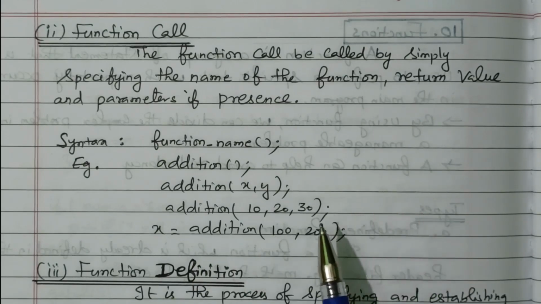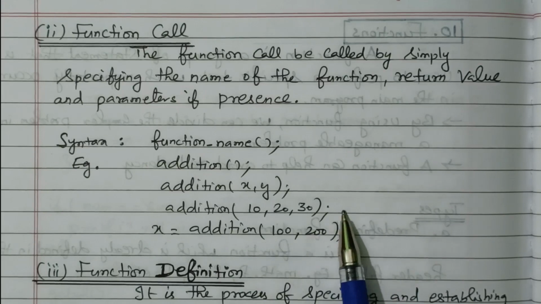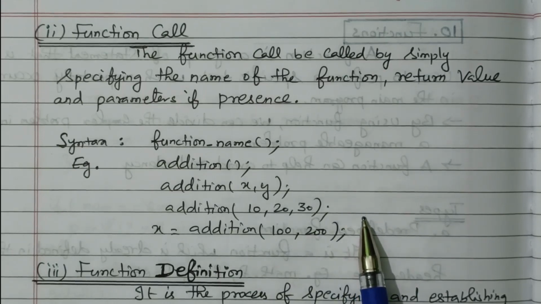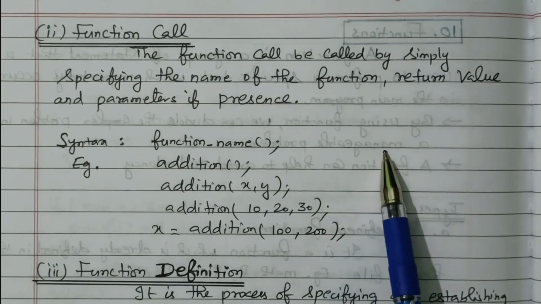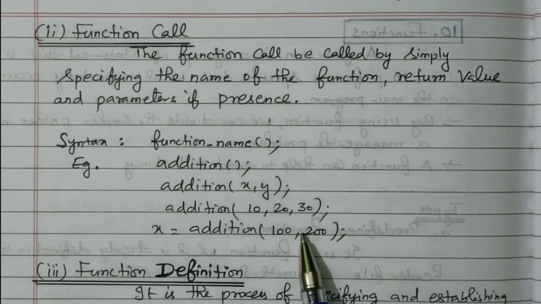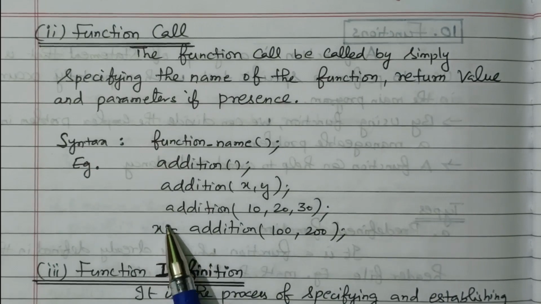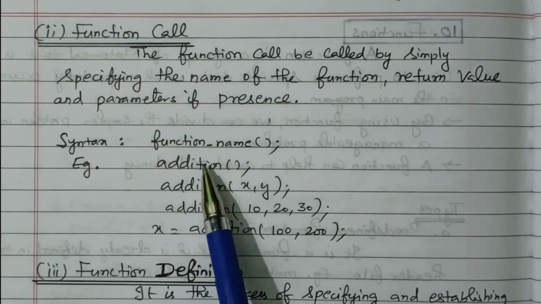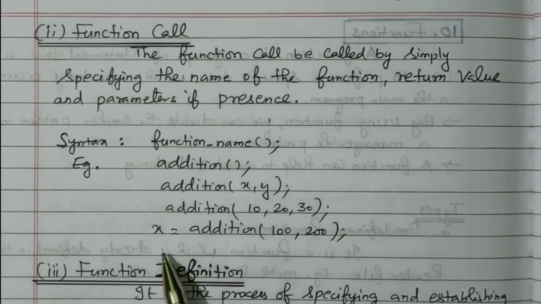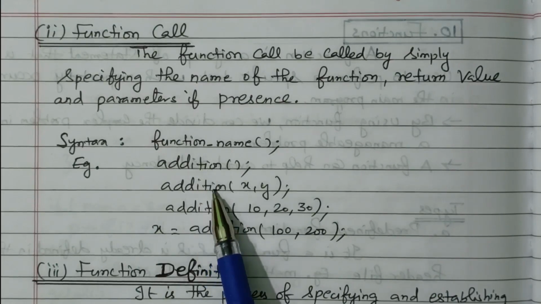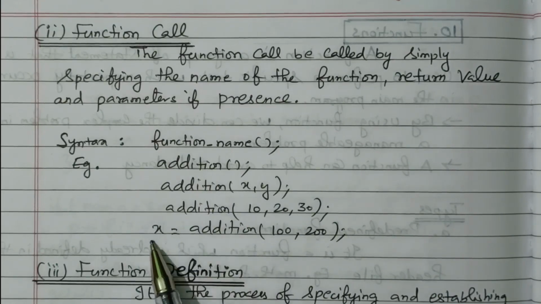It will go to the function definition. In that function, some statements will be performed and the function will return the value. That value is stored in x. Here, suppose the return value is available, it means we have to specify where we need to store the return value, right? So this is function calling.